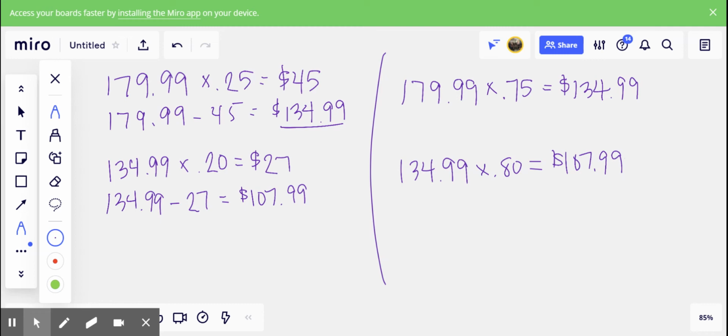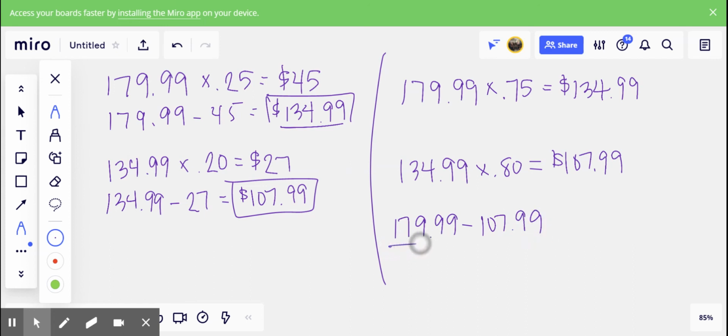Okay. Then the final question says, what's the percent savings off? Or the total percent savings off. If you want to find the total savings, you need to find how much you saved. To find how much you saved, you want to take the $179.99 and you want to subtract off where you ended up. This was the original sale price up here, and this was the additional 20% off. So this was where your final sale price was. So if you subtract those two, that'll tell you how much you saved. So you take away the $107.99 from the original price of $179.99. And then you want to divide that out of the original price.